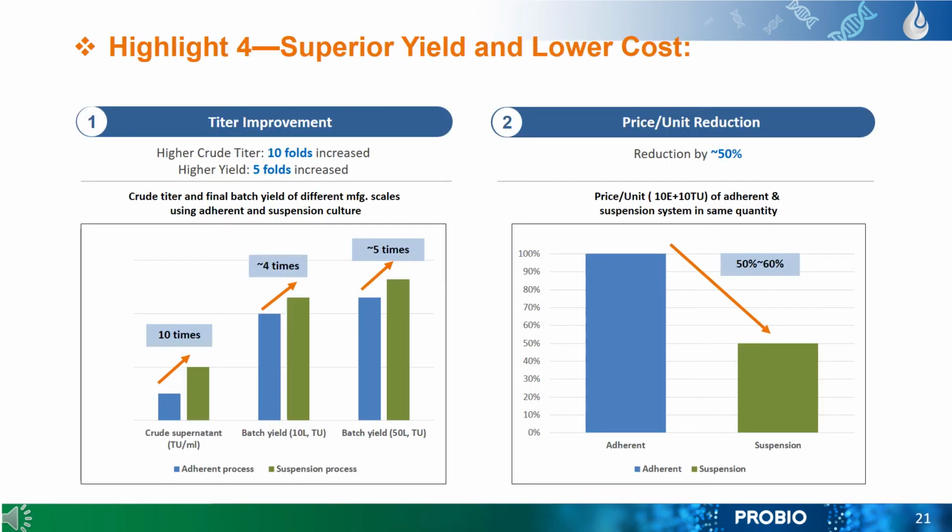The first highlight is high output and low cost. Compared with the adherent system, the core titer is increased by 10 times, the yield is increased by 5 times, and the cost is reduced by 50%.